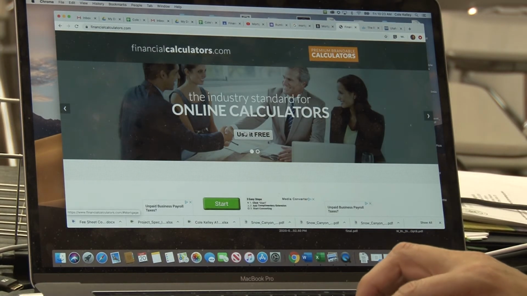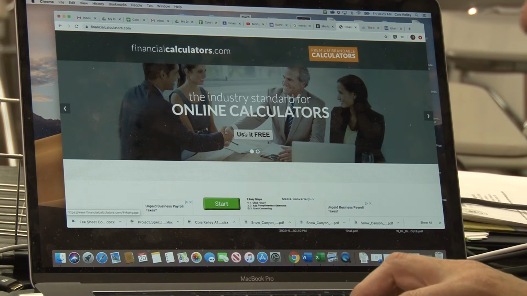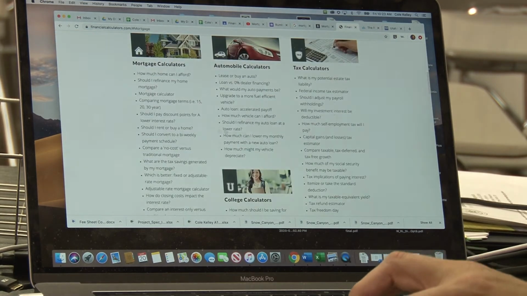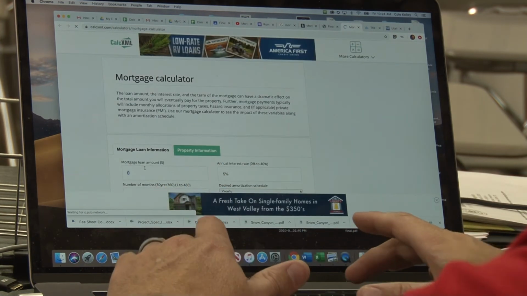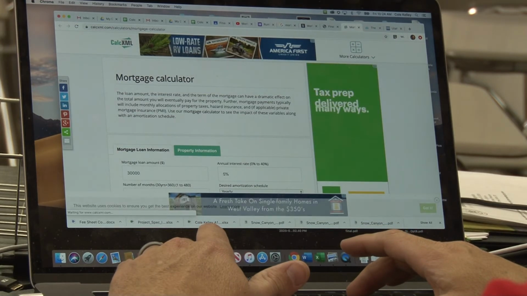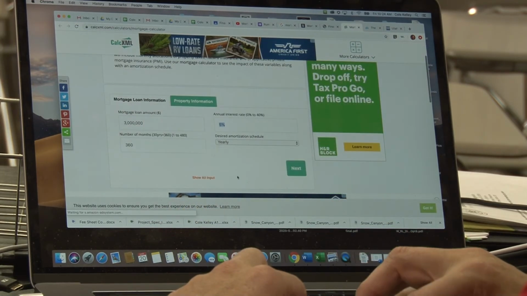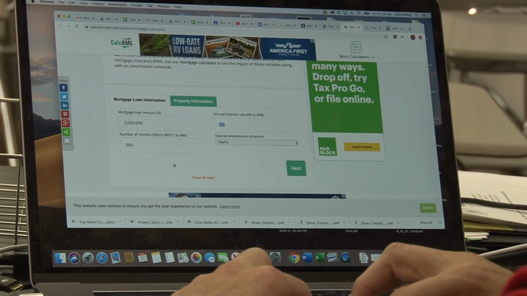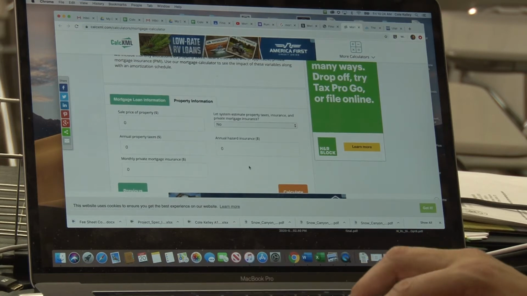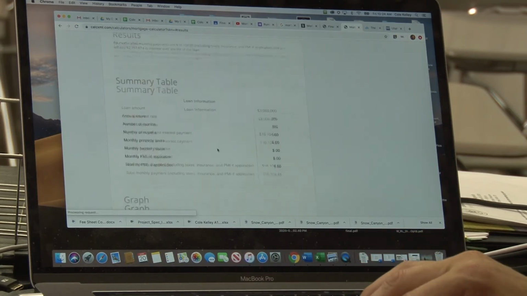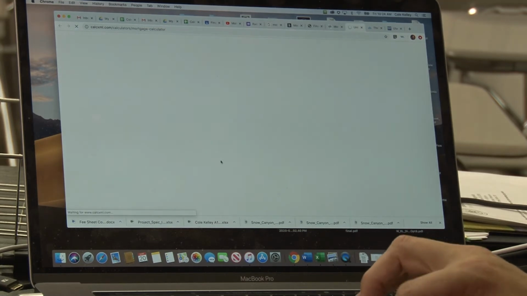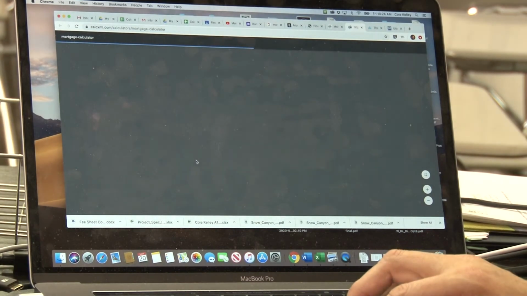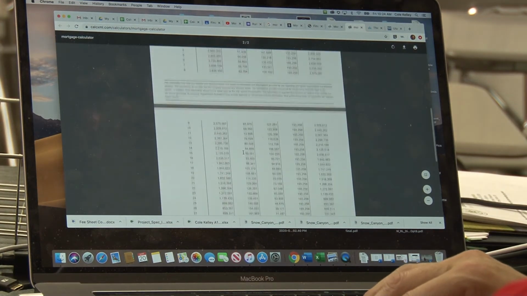Here is another website that I like, financialcalculators.com. We click here, use it for free. You can go to the mortgage calculator. If we type in here the loan amount, 300,000. This one's saying the interest rate's at 5%. 360 months is 30 years, and it's going to amortize it annually. And you can put in the value of the home and get property taxes and insurance here as well.